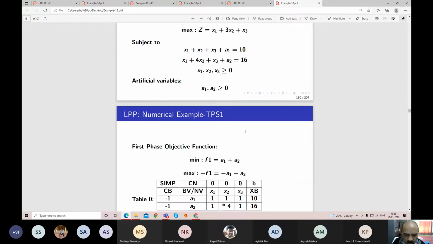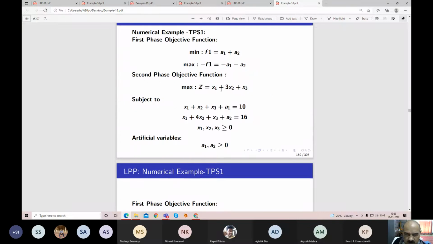Now, what are we going to do? We are going to solve the first phase problem. The first problem is minimize f1 equal to a1 plus a2, which is equivalently maximize minus f1, that is minus a1 minus a2, subject to two equality constraints: x1 plus x2 plus x3 plus a1 equal to 10, and x1 plus 4x2 plus x3 plus a2 equal to 16. Our artificial variables a1 and a2 are the basic variables.